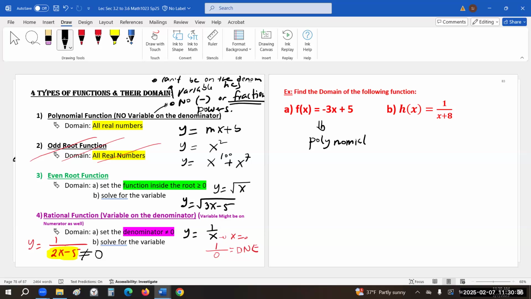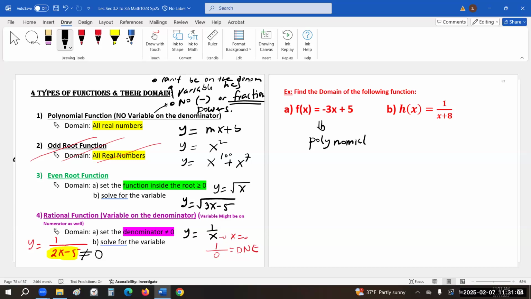Can you substitute x with any number? We can, because it doesn't matter what number you substitute your x with, you always get something valid for y. You can substitute x with a million. We get negative 3 million plus 5, which is a real number. You can substitute x with 0. We get 0 plus 5, which is a real number.